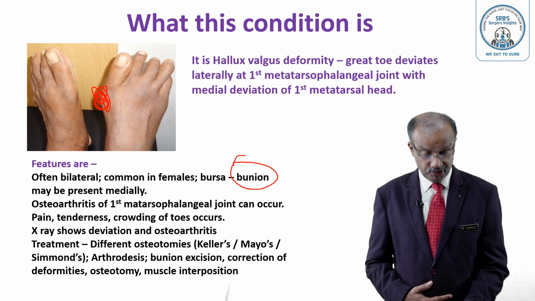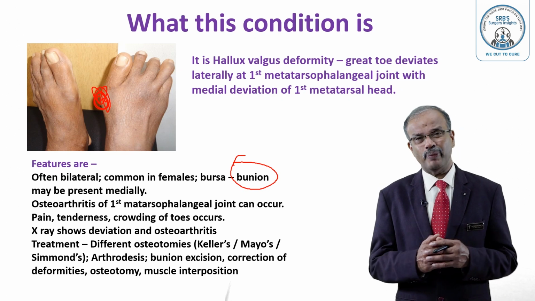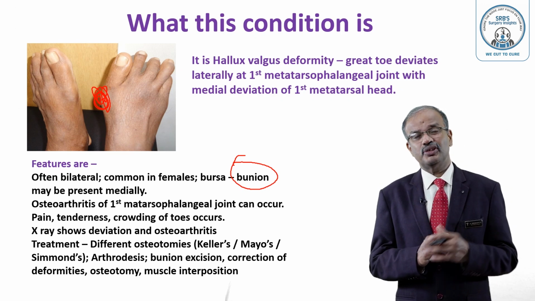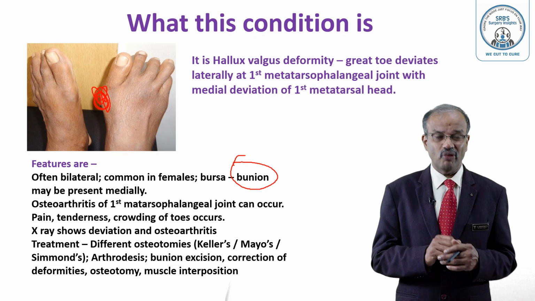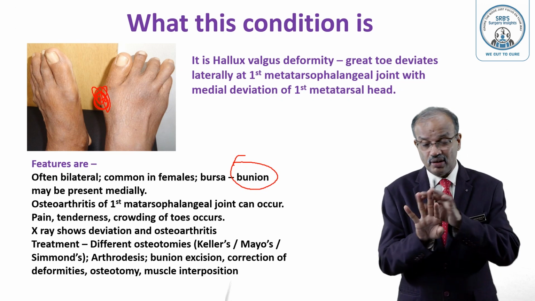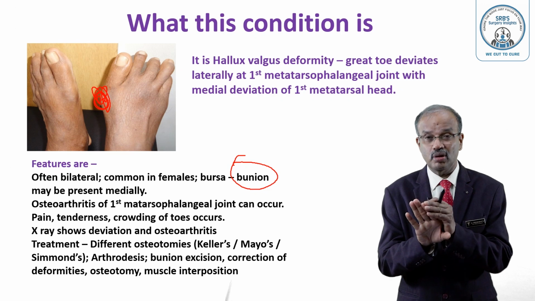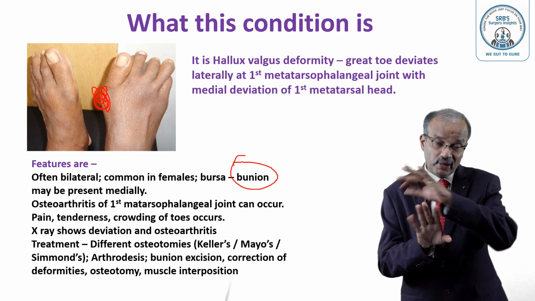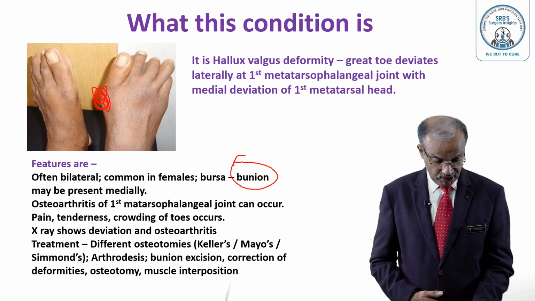Osteoarthritis of the first metatarsal joint can occur, and people may have pain, tenderness, thickening of the skin, because of difficulty in walking. Patient feels that there is some problem. There is crowding of the toes actually. Toes will go like this. And X-ray shows deviation and osteoarthritis.